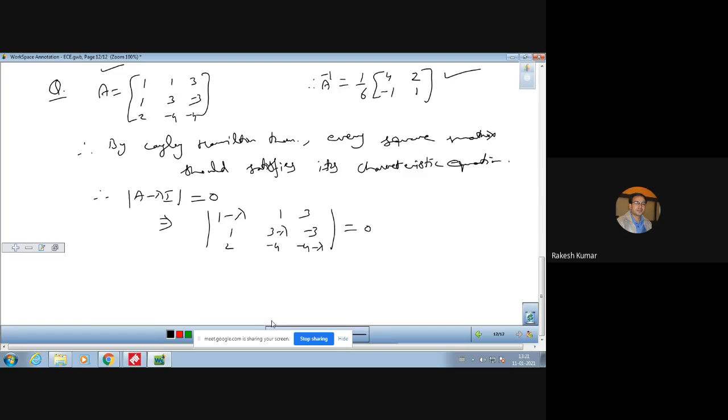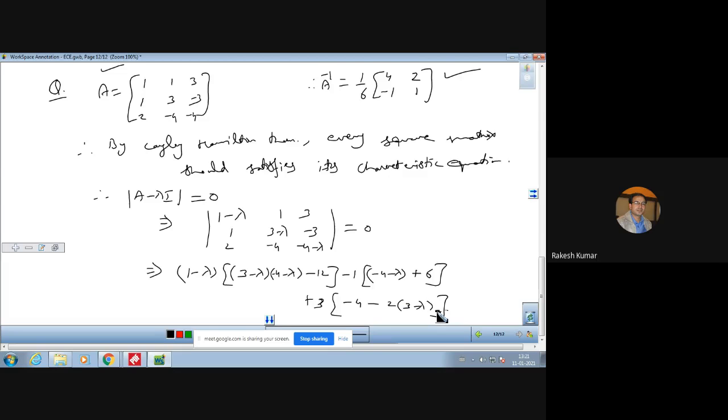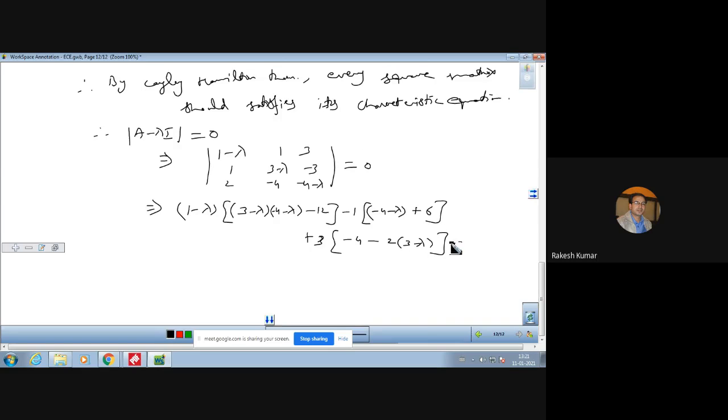Now you can expand this determinant. 1 minus lambda times (3 minus lambda)(-4 minus lambda) minus 12, then minus 1 times (-4 minus lambda) plus 6. And by expanding it with 3, you will get (-4 minus 2)(3 minus lambda), is equal to 0. So this is the expansion of the determinant.